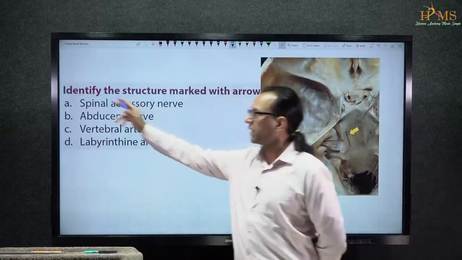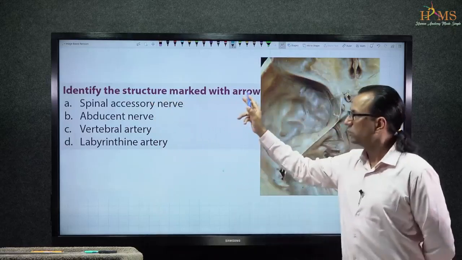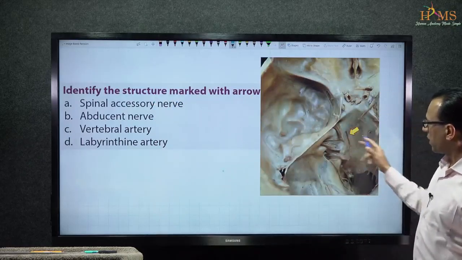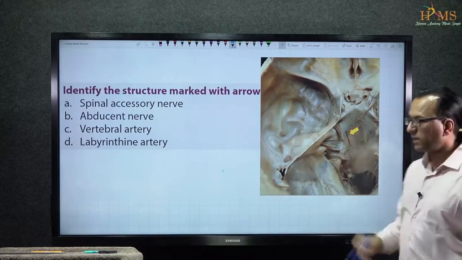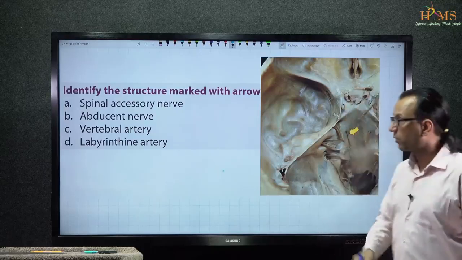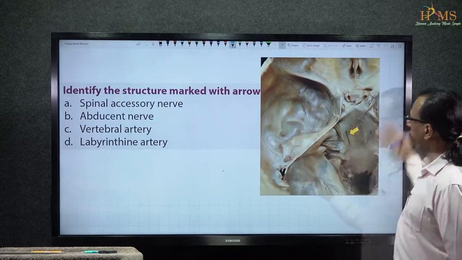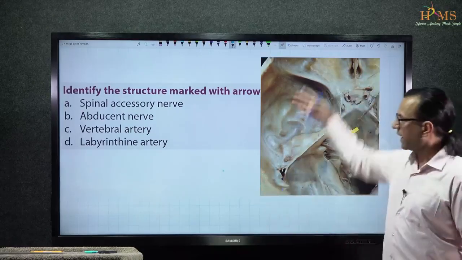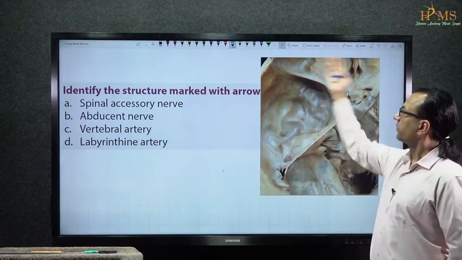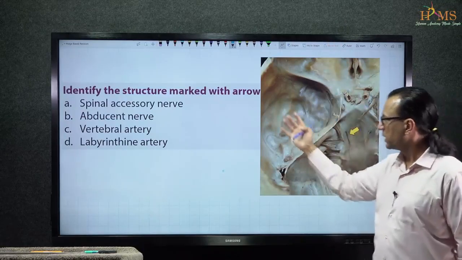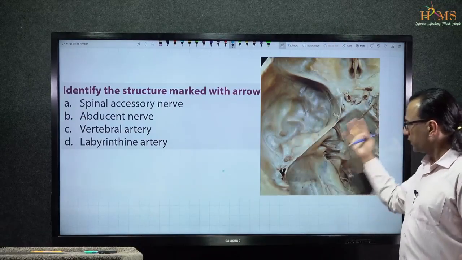To discuss this, identifying the structure passing through this area marked with the arrow, we will just start with cranial nerve number 1. This is the floor of the cranial cavity after removing the brain, and we can look at the floor of the anterior cranial fossa, the floor of the middle cranial fossa, and the floor of the posterior cranial fossa.